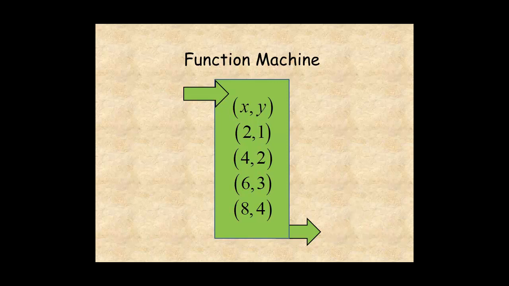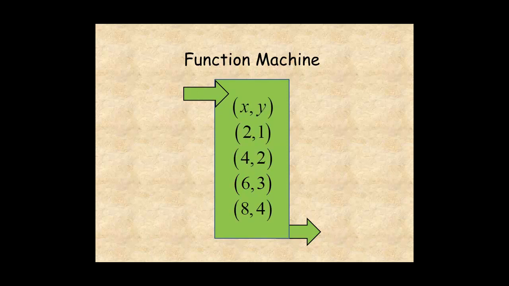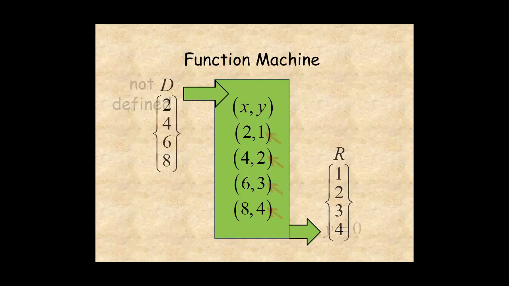Turning it around, for an output value y equals 3, the input value is x equals 6. On the other hand, for an output y equals 0, the input value of x is not defined, since y equals 0 is not in the range of the function. So the domain and range define the valid inputs and outputs for a function.